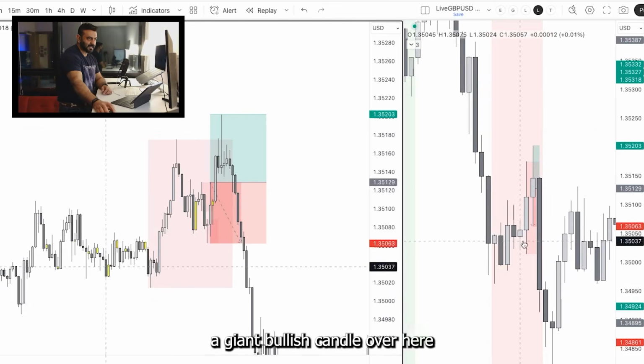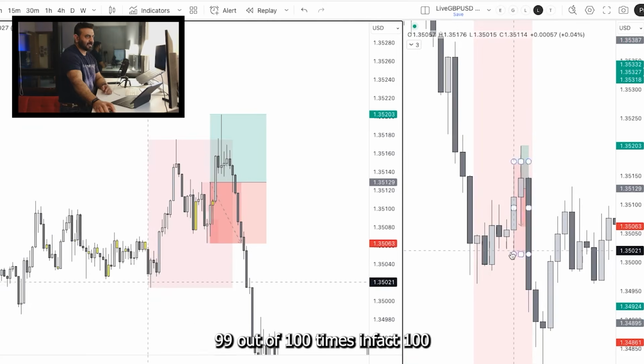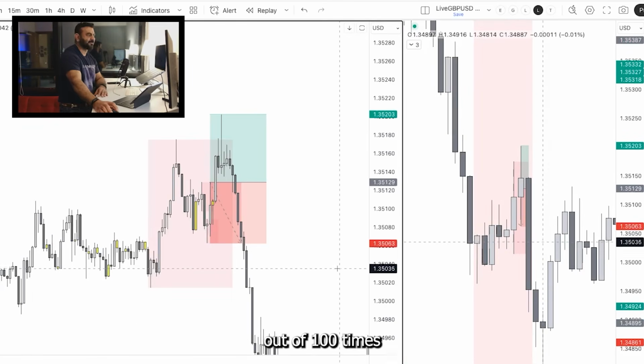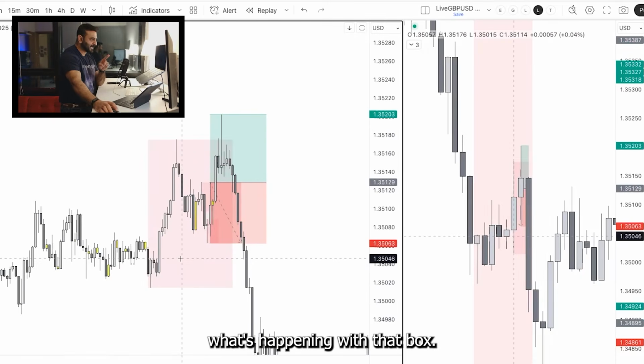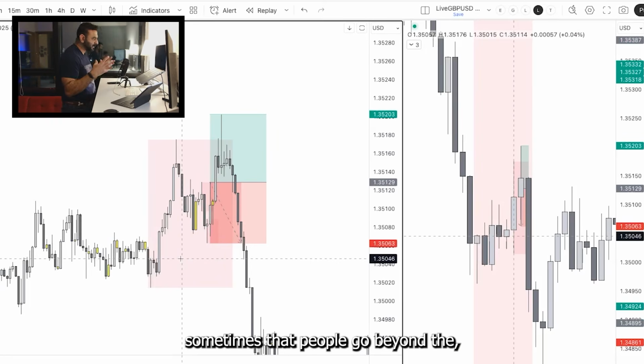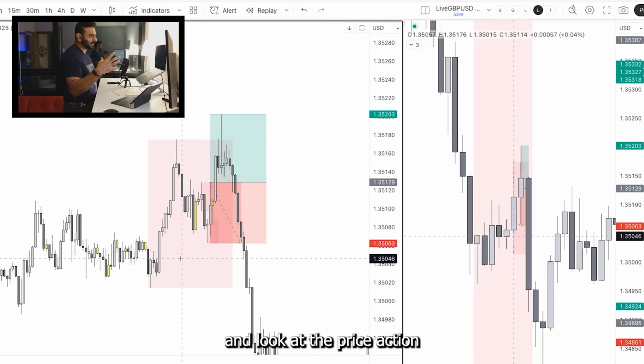So we have a giant bullish candle over here. 99 out of 100 times, in fact, 100 out of 100 times, I'll be marking a zone like this, and I'll be studying what's happening within that box. Oftentimes, and I see that on Discord sometimes, people go beyond the 2 15-minute candles and look at the price action happening on the third 15-minute candle with the same setup or the same bias that happened in the first 2 15 minutes.